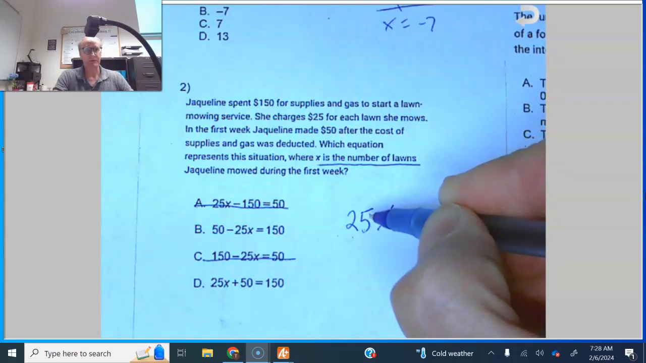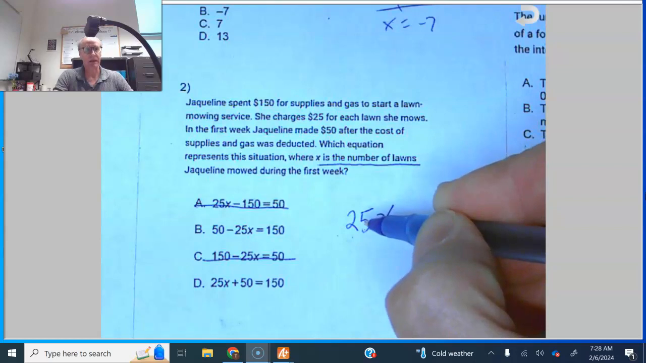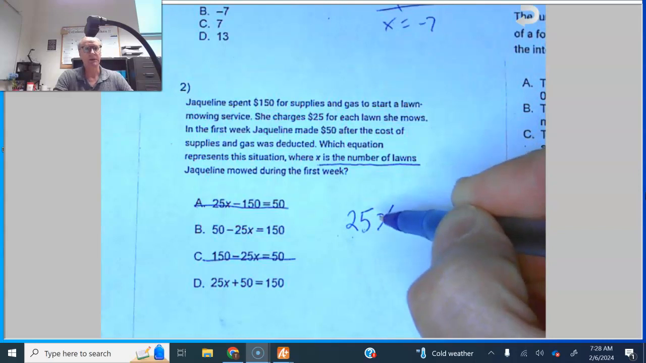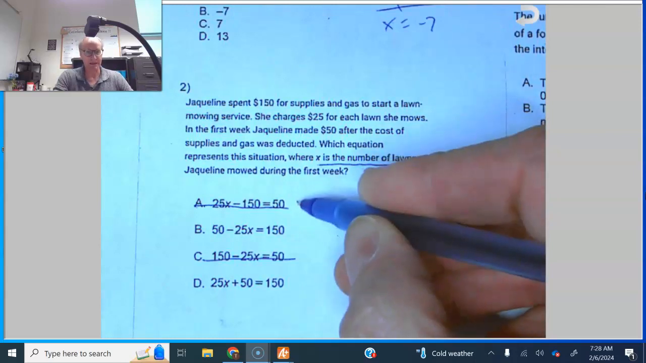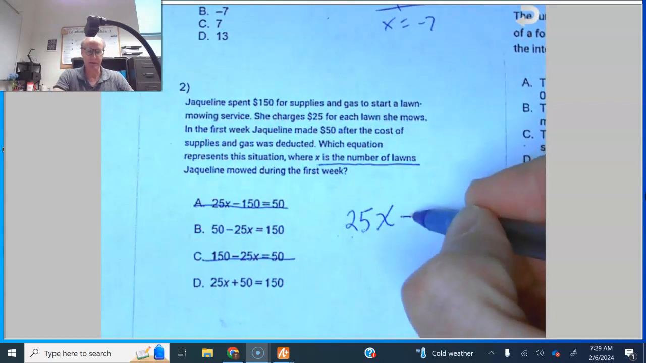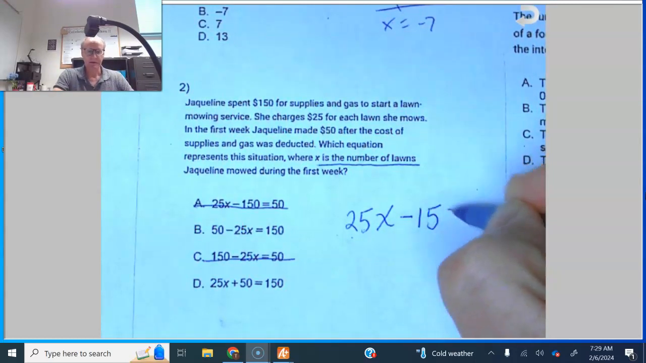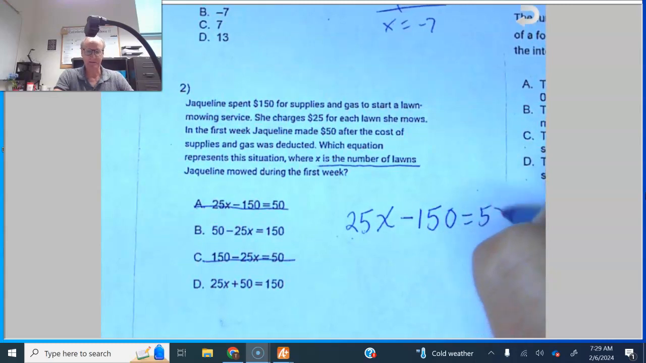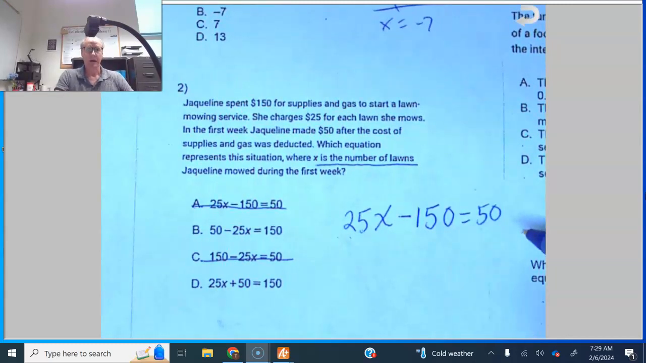Jacqueline made $50 after the costs of supply and gas were deducted. Which equation represents this situation where x is the number of lawns Jacqueline mowed during the first week? I was wrong. It looks like $50 was the answer. So we need to be careful of assuming. It says that she spent $150 for supplies, and after it was deducted, she made $50. So this was her profit.